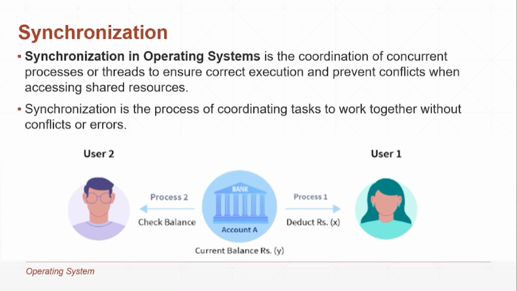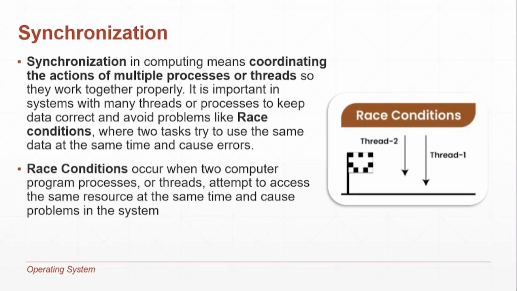So let's step ahead to know more about synchronization. Synchronization in computing means coordinating the actions of multiple processes or threads so they work together properly. It is important in systems with many threads or processes to keep data correct and avoid problems like race conditions, where two tasks try to use the same data at the same time and cause errors. Here you can see the example in the slide.